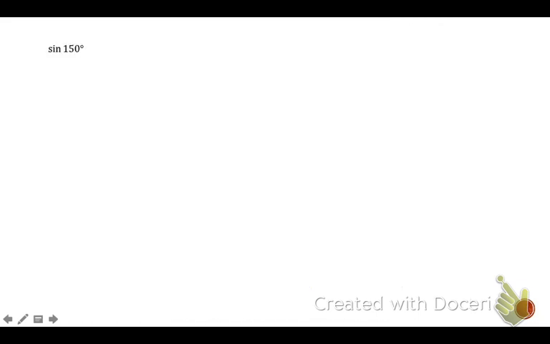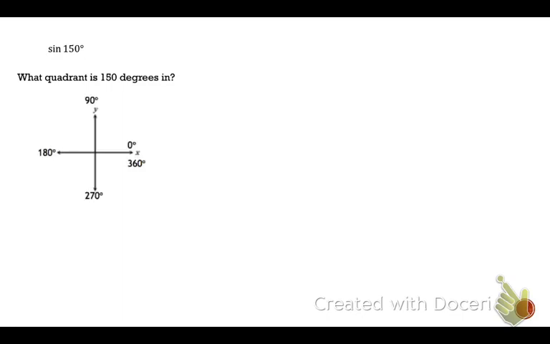Let's just do sine of 150. Please take good notes on this. So first we need to figure out what quadrant 150 degrees is in. It is in the second quadrant, right there. And we want to figure out what the reference angle is. That is closer to 180 than it is to 360, so I'm going to take 180 and subtract 150, and I get 30 degrees. So I need to find sine of 30 degrees.